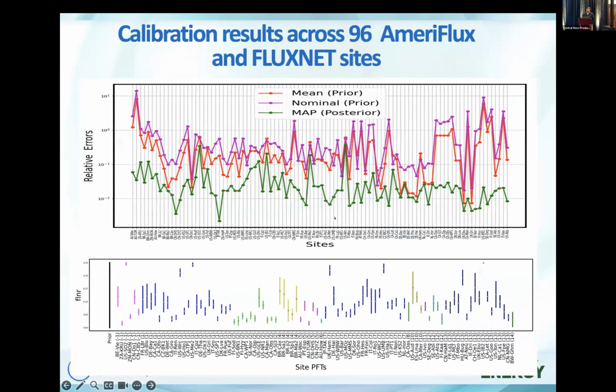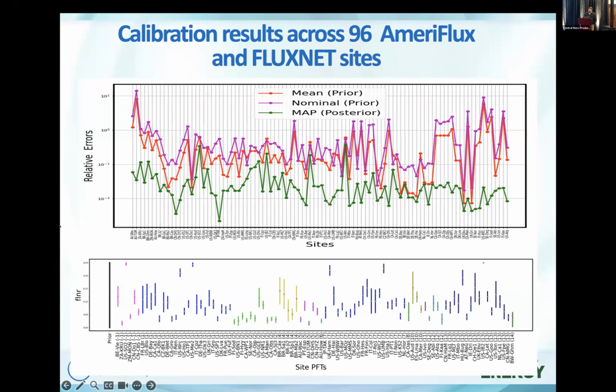And so we did that for 96 AmeriFlux and FluxNet sites. What we're looking at here is the purple line showing relative errors using the default parameters in ELM. The red shows the mean over that ensemble of 275 simulations, looking at the difference between the model and observations, that ensemble mean. And then the green line is after the calibration from the posterior estimates. So we can see at all of these 96 sites, we've significantly reduced those relative errors through calibration.